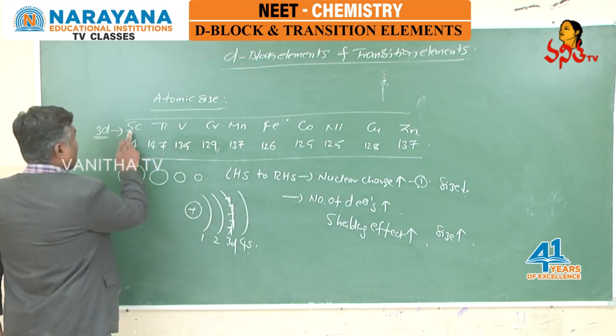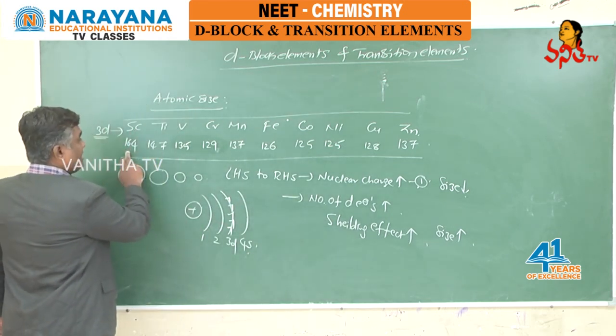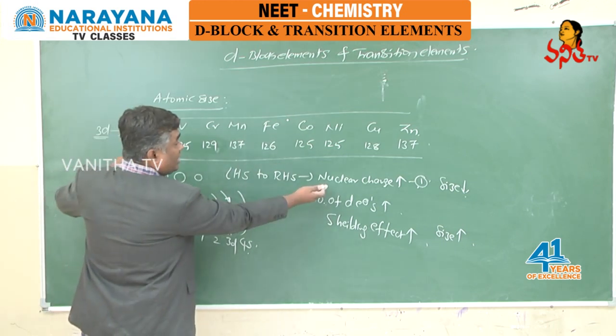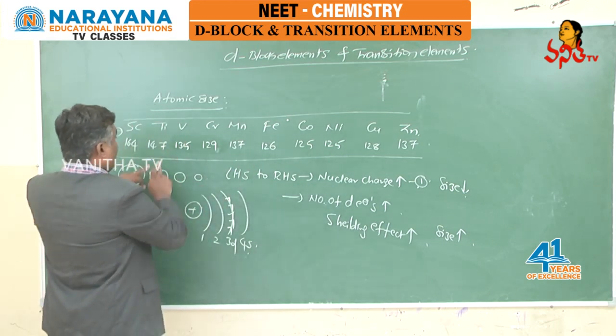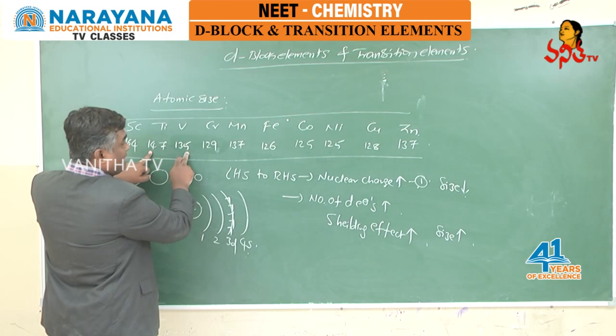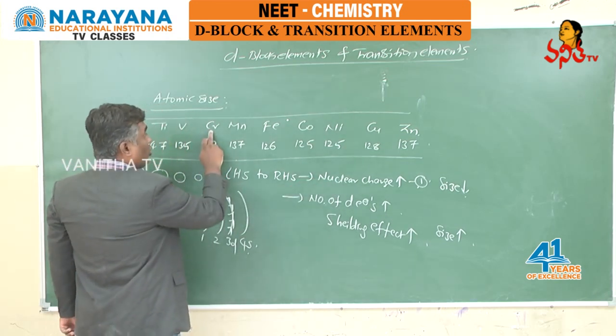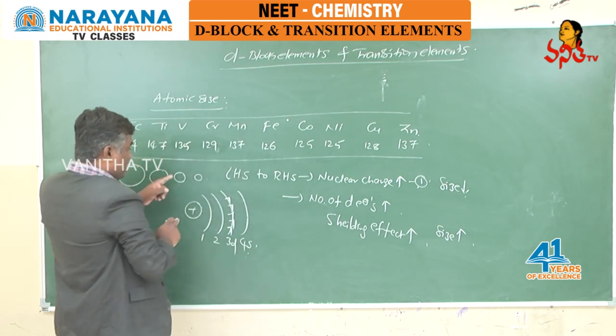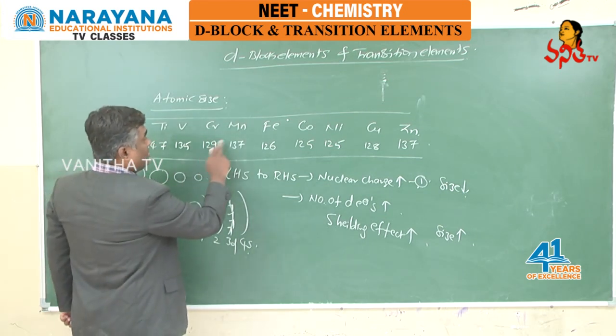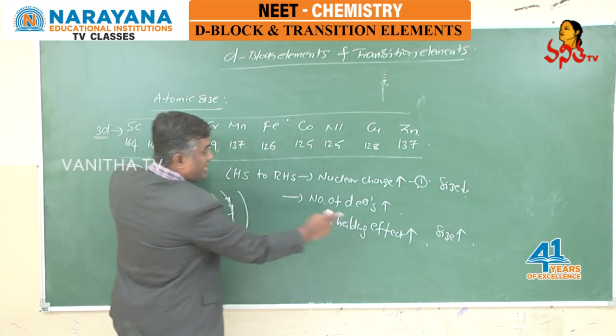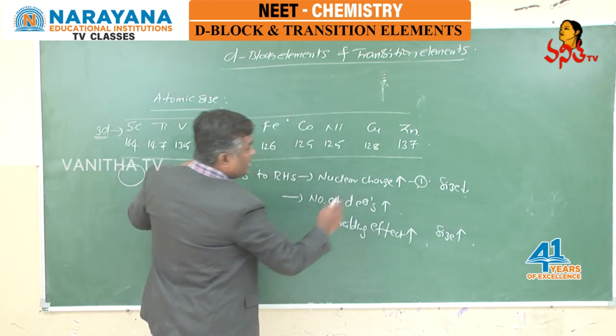Scandium to titanium size is decreased, means nuclear attraction is dominating, and titanium to vanadium also size is decreasing, means nuclear charge is dominating, whereas chromium to manganese actually size should decrease, but here size is increased. Size is increased means here shielding effect is dominating.